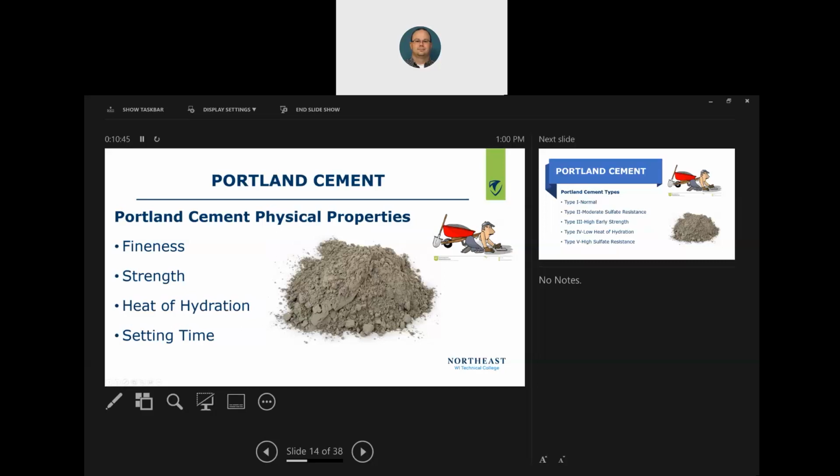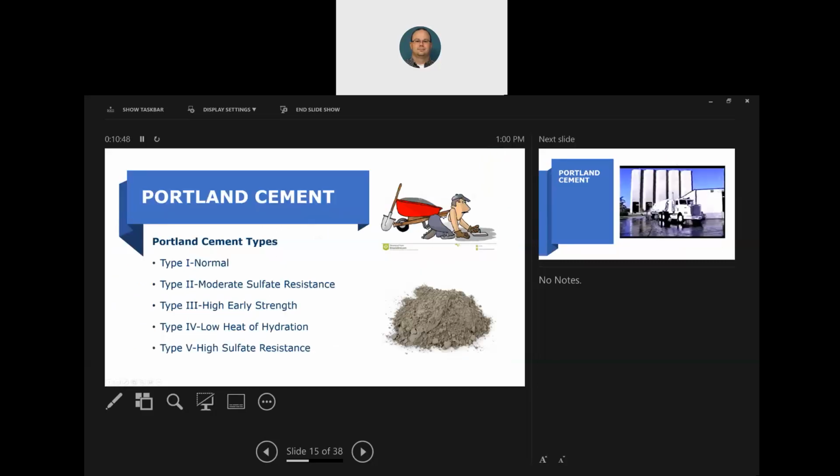Okay. So there's 5 different types of Portland cement. Type 1 is normal. That's the stuff you normally buy at Fleet Farm, Menards, Home Depot. Okay, you'll see that in the bags.